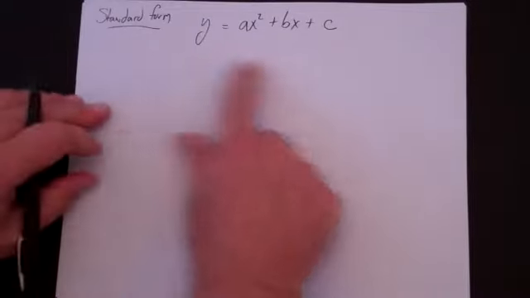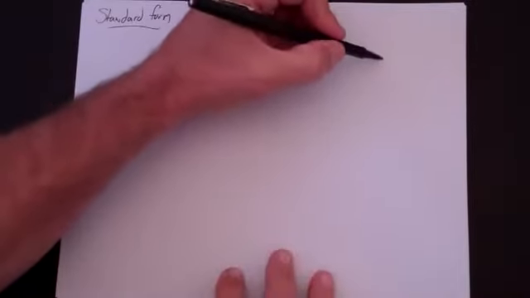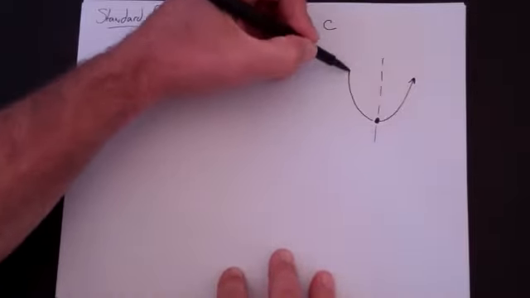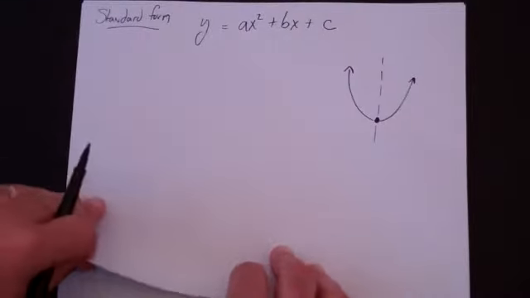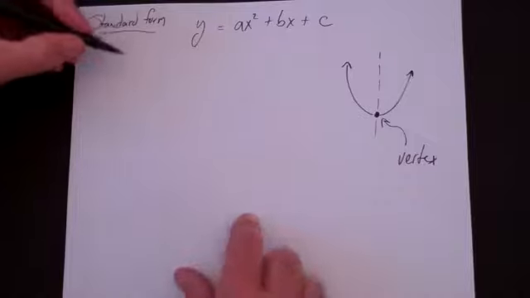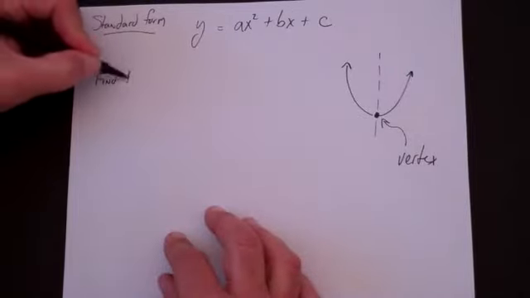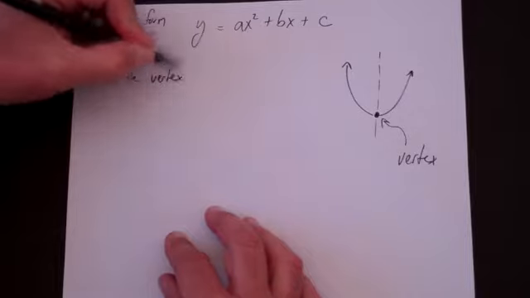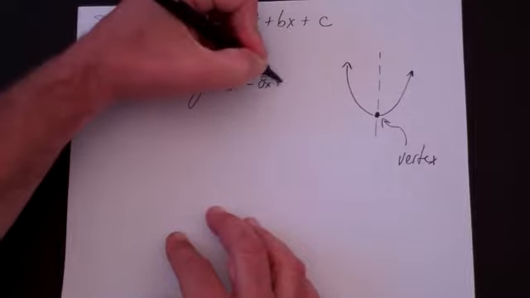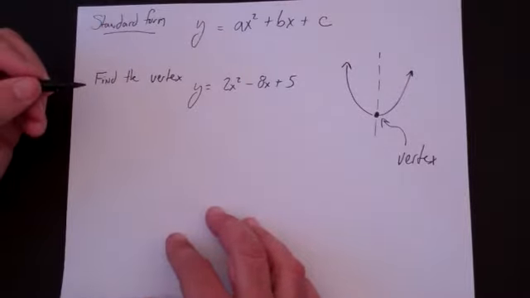So if we're talking about a parabola written in standard form, in general the shape of a parabola looks something like this. Right? It could face up like this one, or it could actually face down like this. But this point right here is called the vertex. And the question might be simply to find the vertex, and they would give you y is equal to, say, 2x squared minus 8x plus 5. Here's how you find the vertex.